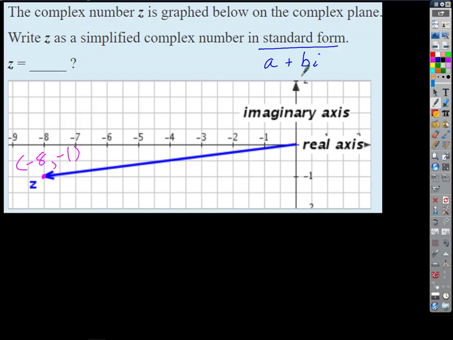So if the real part is -8 and I want to write this in standard form, then that's going to be -8 plus what? The imaginary part is -1, multiplied by i. So it's -1i, and we wouldn't put the 1 there, would we? We would just write this as -8 minus i. Okay, make sense? No big deal.